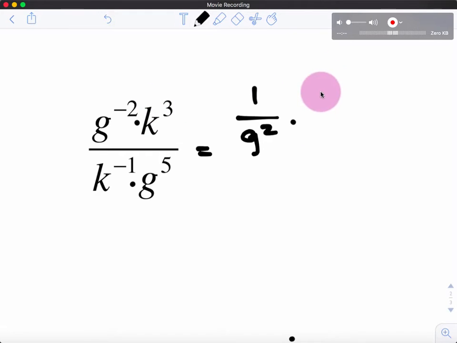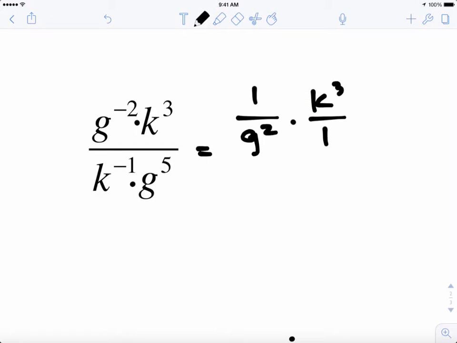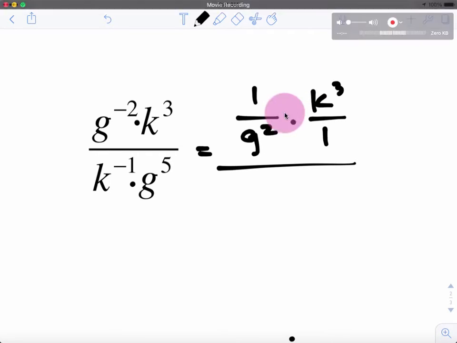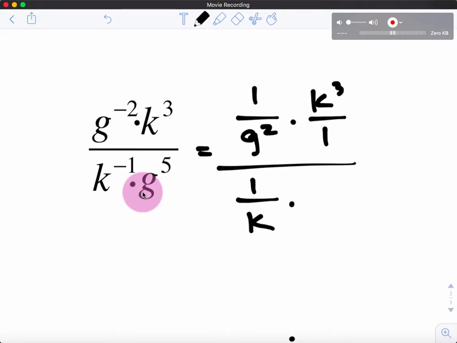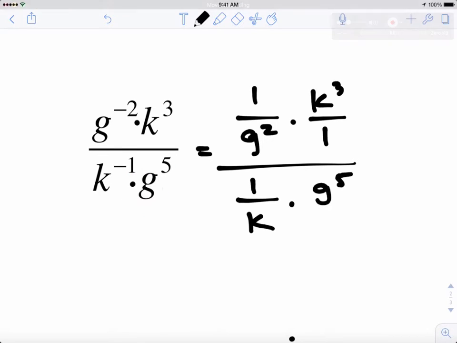Let's make this k to the 3rd into a fraction, kind of preemptively knowing that it's going to help us later. So k to the 3rd over 1. Okay, that was our numerator. Our denominator, k to the negative 1st power, so that's 1 over k to the 1st, times, once again, I'm going to write g to the 5th as a fraction just to make our lives a little bit easier.